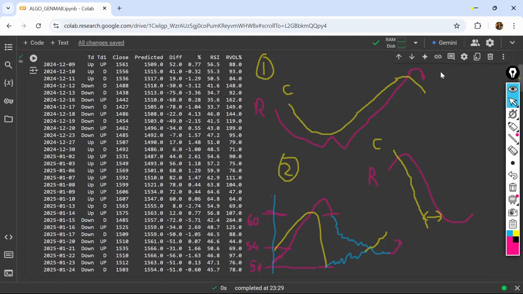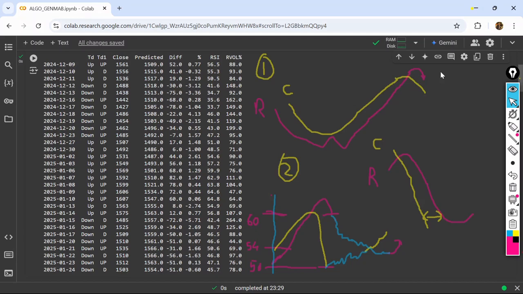Today we will discuss Genmab. We will do a technical analysis of Genmab, and the reason we have chosen it is that it had a good uptrend for the last couple of days, but suddenly it came down into a downtrend. So we will see how this stock is behaving and performing.